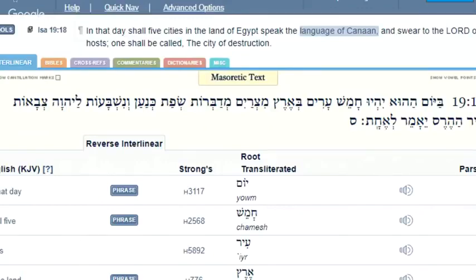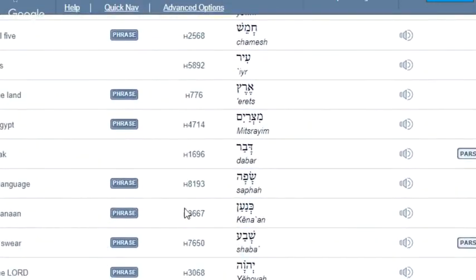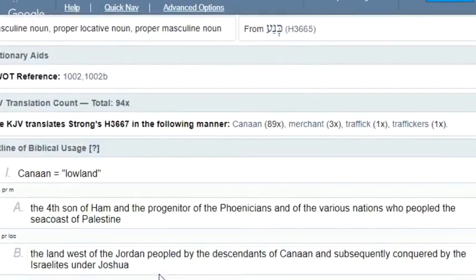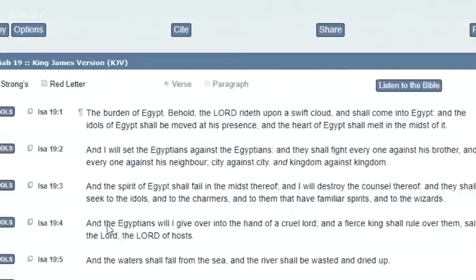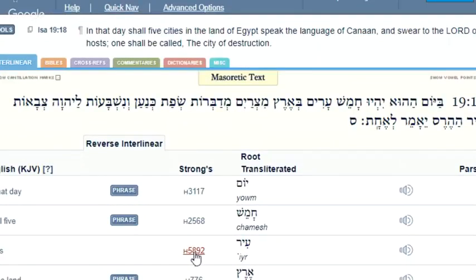And the scriptures just said it. It says, "In that day shall 5 cities in the land of Egypt speak the language of Canaan, and swear to the Lord of hosts, and one shall be called the city of destruction." Now let's see what they have here. Language of Canaan. So that language of Canaan is what? The Hebrew language, the language that we spoke in the past, the first language that was ever spoken on the earth before the earth was divided and separated into nations and into their different languages.